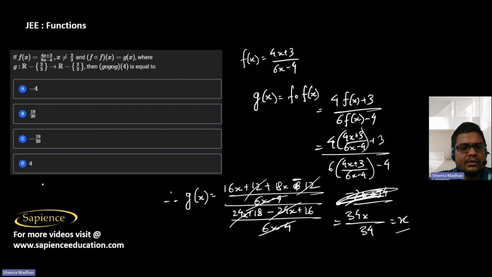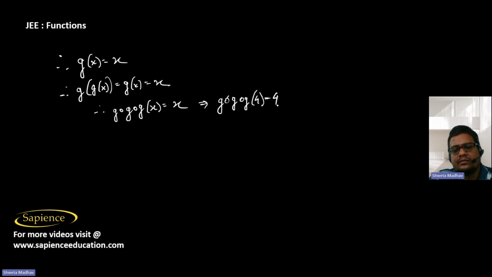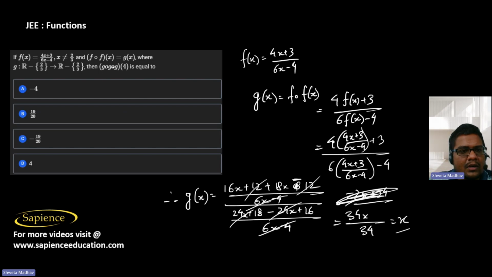And here it is told that g maps from R minus 2 by 3 to R minus 2 by 3. So now g of x is equal to x. So therefore g of g of x will be equal to x again. So if we apply this g any number of times, x only will come. So therefore g of 4 will also be equal to 4. And 4 is inside the domain of g. So g of g also has 4 in its domain and in its co-domain also. So therefore the answer is 4. Option D is the correct answer.